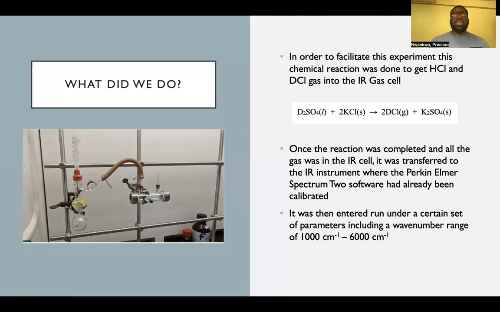The IR instrument we're going to be using is the Perkin-Elmer Spectrum 2. This instrument was already calibrated before we took our IR gas cell with the DCl over there. So the software has already been up and running and calibrated. We're going to put our IR gas cell into the instrument, open up our software, and set up a certain set of parameters, including a wave number range of 1,000 inverse centimeters to 6,000 inverse centimeters.